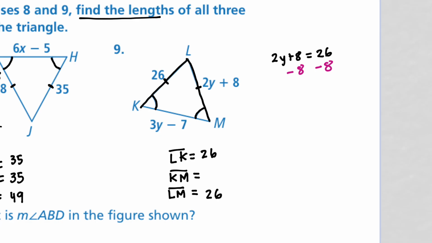Take away 8 from both sides. 2y is equal to 18. Divide both sides by 2, and y is equal to 9. Plug it in. 3 times 9 minus 7. So that means that KM is equal to 20.